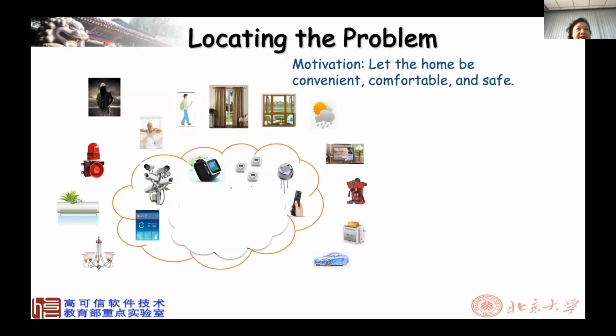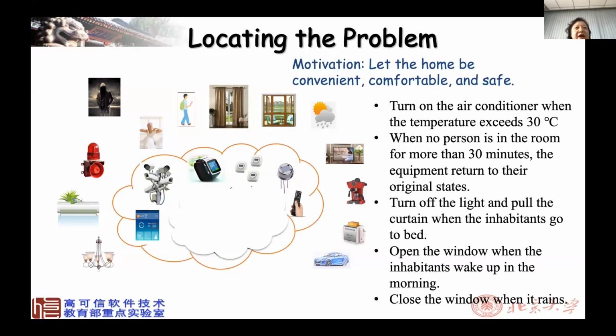letting the home be convenient, comfortable, and safe. And what do we mean by the home being convenient, comfortable, and safe? We can discuss with the stakeholders. They may tell you something like this: turn on the air conditioner when the temperature exceeds 30 degrees. When no person is in the room for more than 30 minutes, all the equipment returns to its original state. Turn off the lights and pull the curtain when the inhabitants go to bed. Open the window when the inhabitants wake up in the morning. Close the window when it rains, etc.